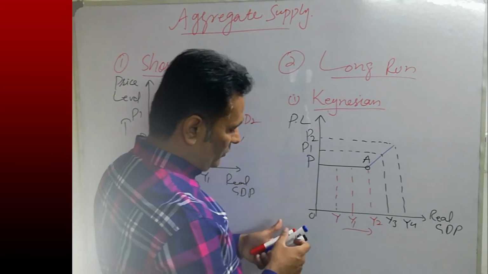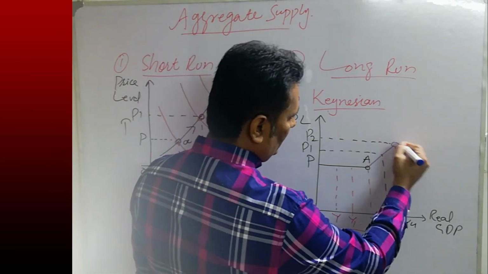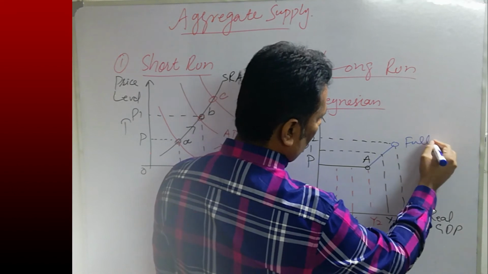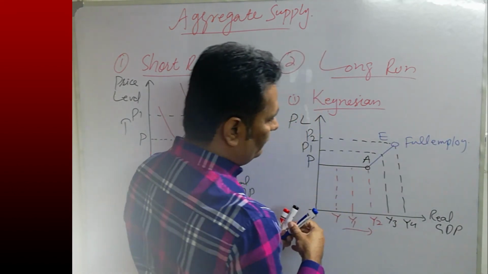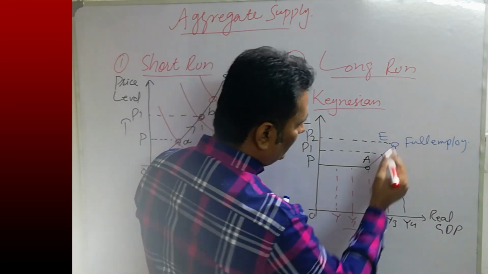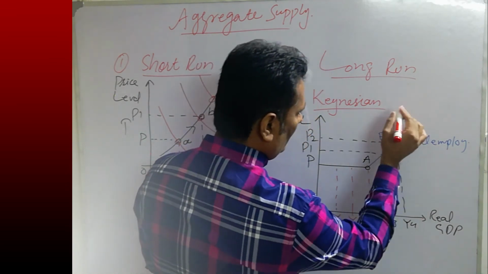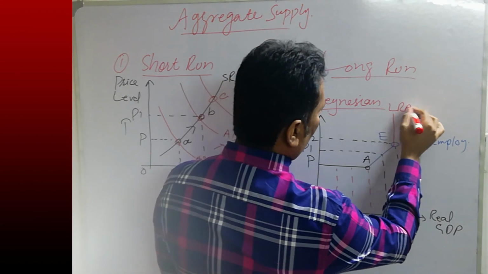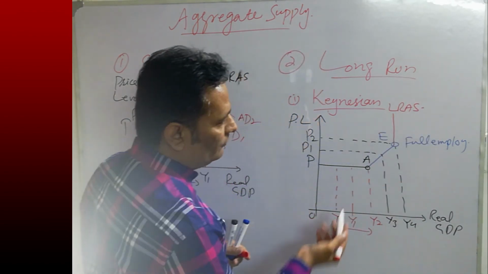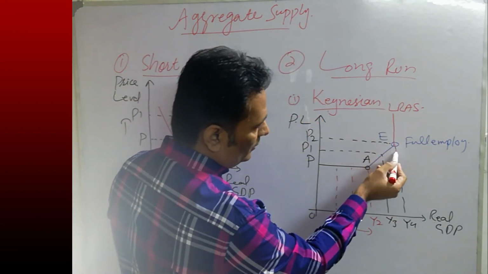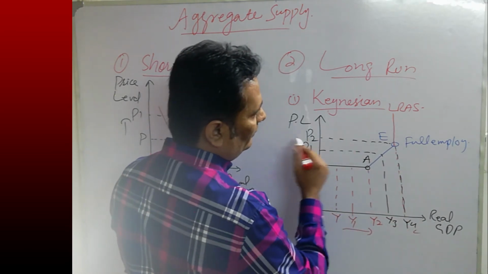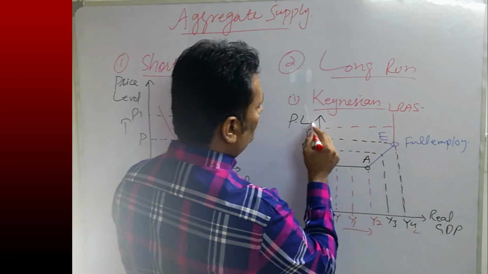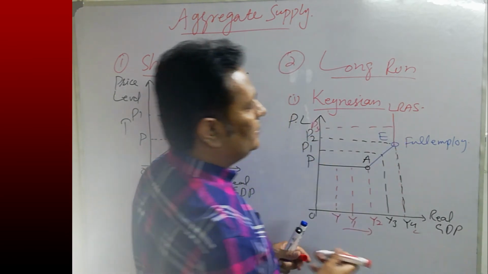And after this point, let's say this is the point of full employment, and we can label it, let's say, point E. Then the aggregate supply curve will become a vertical straight line like this. So the long-run aggregate supply curve will be a vertical straight line after point E, showing that now output cannot increase more than this level, even if price increases to P3 or even more than this.